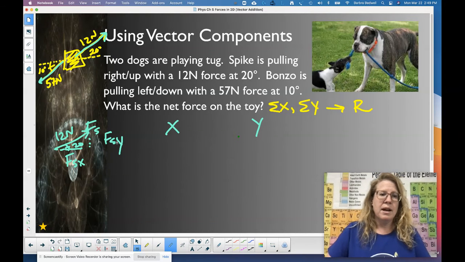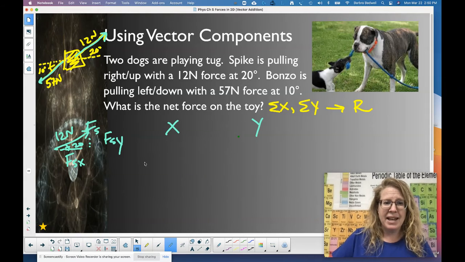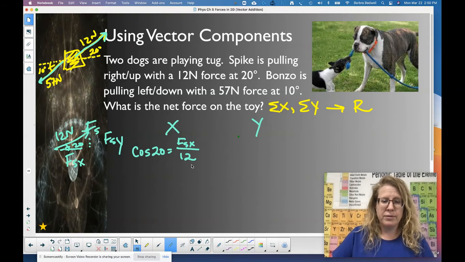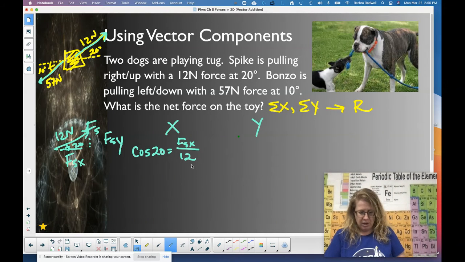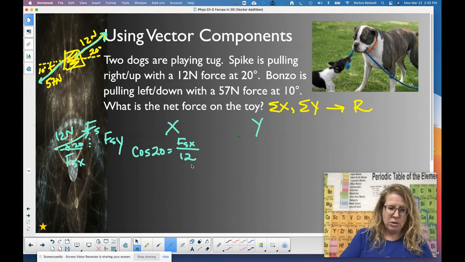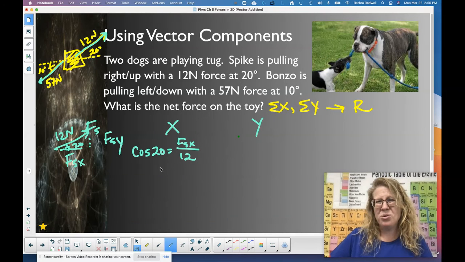So for the x component, this is the adjacent side. So cosine of 20 degrees equals adjacent over hypotenuse. Adjacent is F_sx over our hypotenuse, which is 12. So F_sx equals cosine of 20 times 12, which, again, we'll do with two decimal digits, is 11.27.